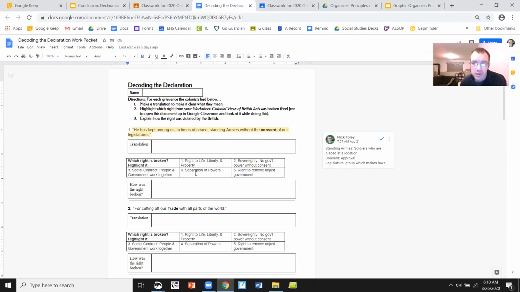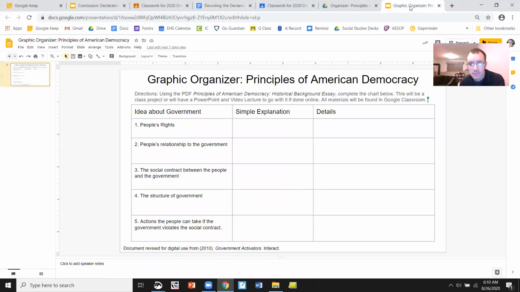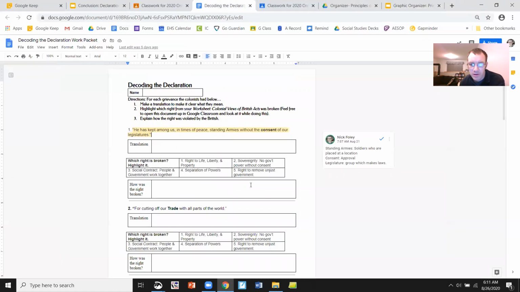The next part is you need to choose which of these rights is violated, and then you're going to highlight that. So for this first one, you need to look at your graphic organizer that you made, which should look something like this. And as you look through those, if you didn't ask the people for their permission to put soldiers on the land, which one would that be? And it's going to be one of these. So then you're going to go back. You're going to decide which one it is.